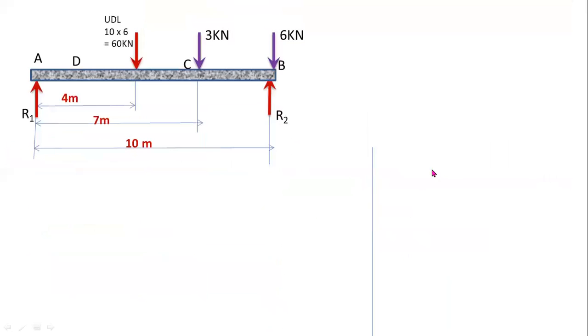For that purpose, I consider moments about point A. Here 4 meters is the perpendicular distance between the force 60 kilonewtons and point A, and 7 meters is the perpendicular distance between point C and A. 10 meters is the perpendicular distance between the reaction force R2, the 6 kilonewtons force, and point A. Here R1 passes through point A, so zero distance between point A and R1 reaction.